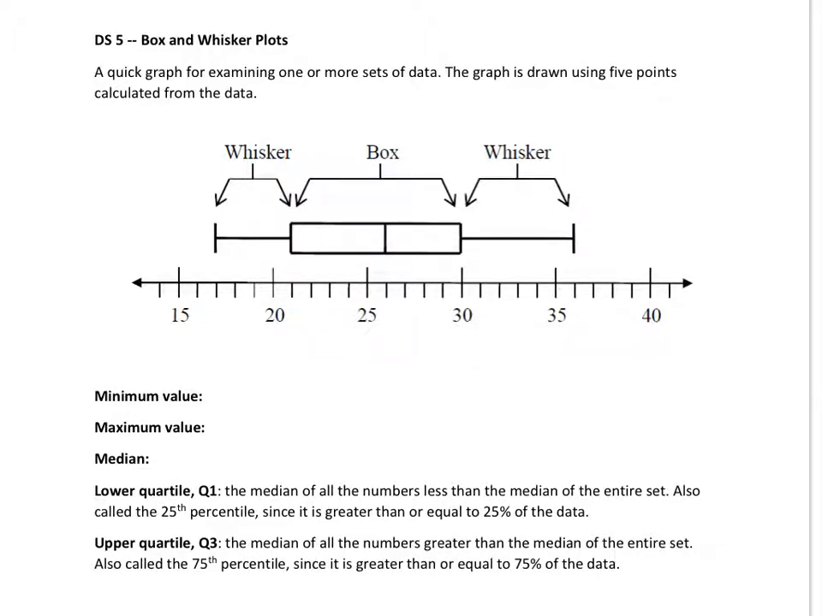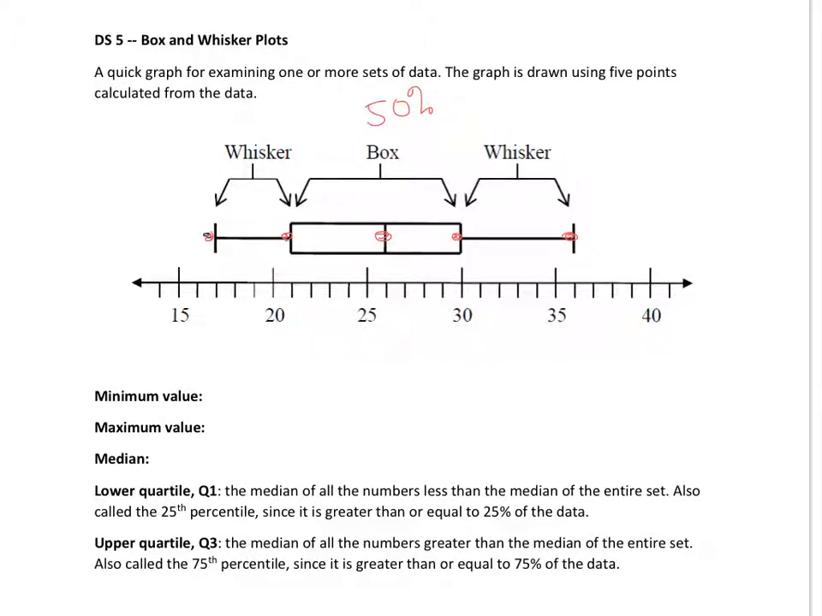So let's take a look at this graph here, this box and whisker plot. Notice that the box is the middle part, and here's where those 5 sets of data are from. It's those 5 points along the number line that the graph is drawn from. The box contains the middle 50% of the data. And then the whiskers show the extremes.